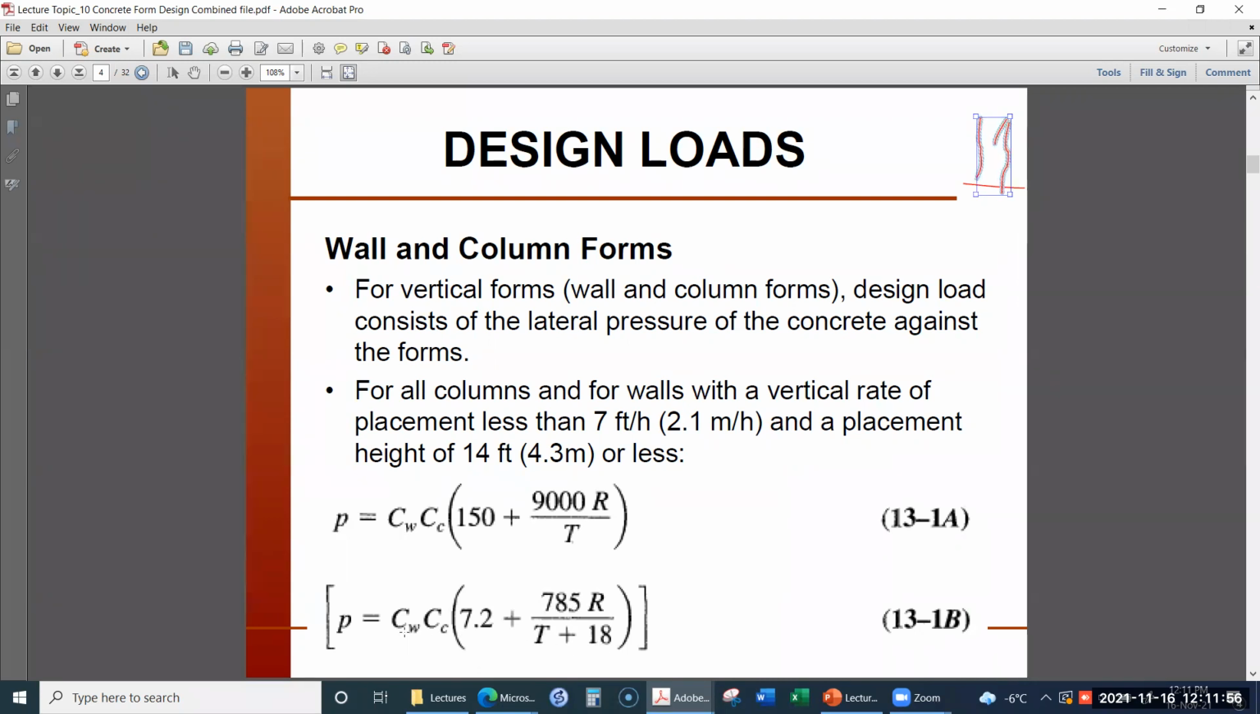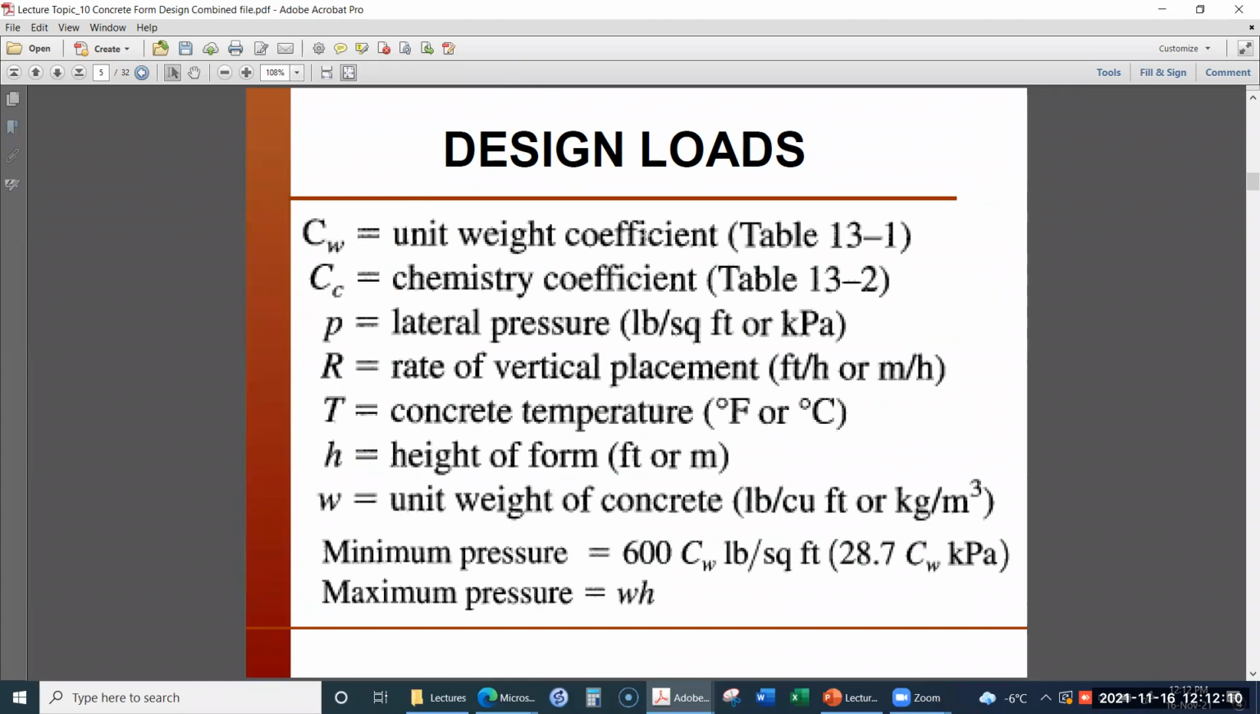So what are these parameters? CW is the unit weight coefficient. It is not the unit weight, it is the unit weight coefficient. This depends on the unit weight of the concrete, that means the density of the concrete, in units of kilogram per cubic meter. And CC is the chemistry coefficient.